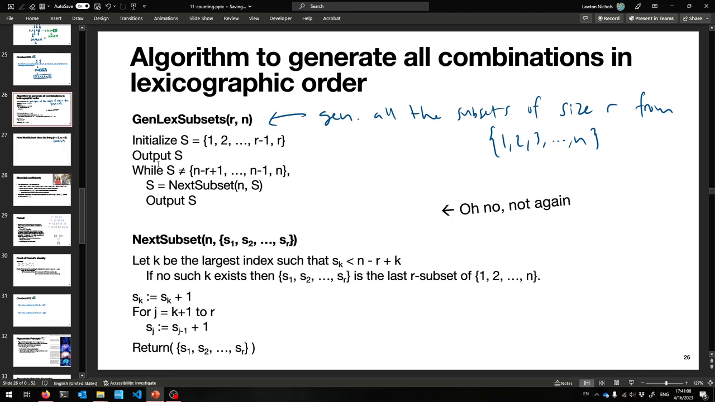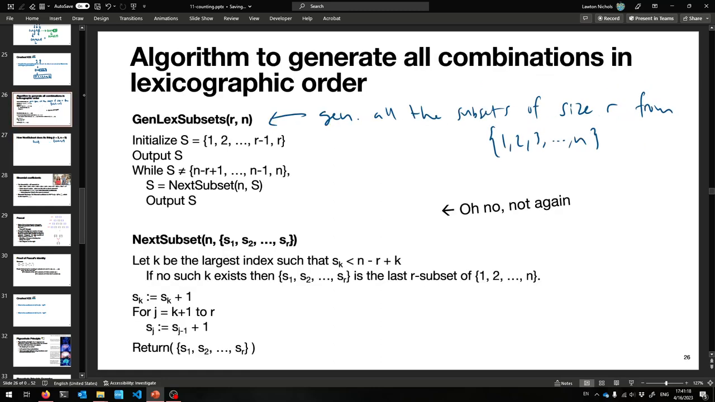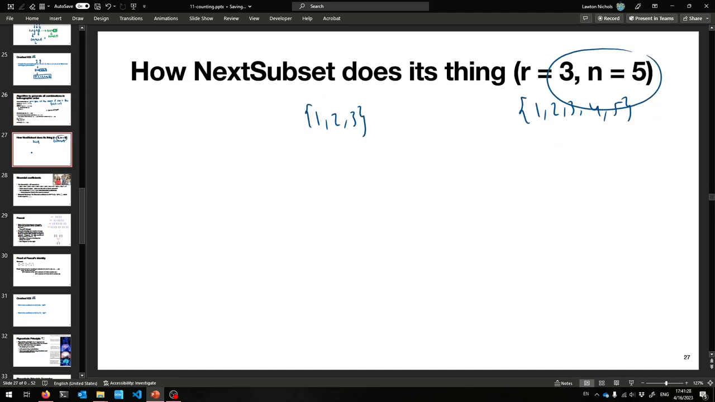Let's talk about that. We're going to initialize our initial subset to be all the numbers from 1 to r. So that's 1, 2, 3, because r is 3. And we want to keep doing this while s is unequal to n minus r plus 1 all the way to n. What is that? N minus r plus 1, that's 2 plus 1 is 3, all the way to n. So the last subset of size 3 is going to look like, in lexicographic order, 3, 4, 5. That's what the algorithm is telling us.